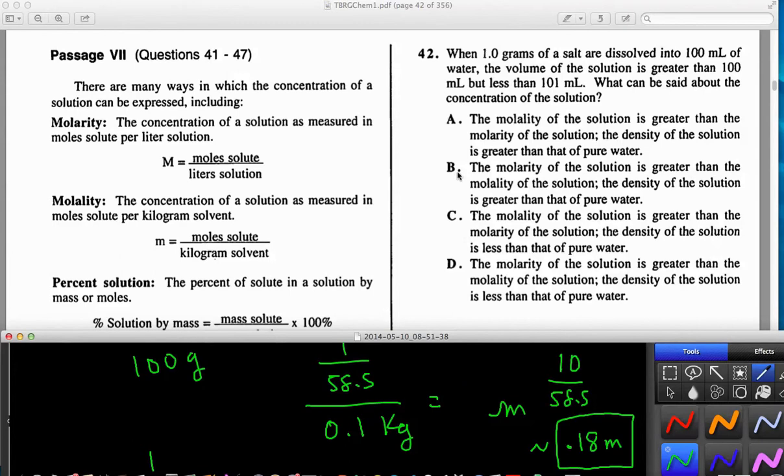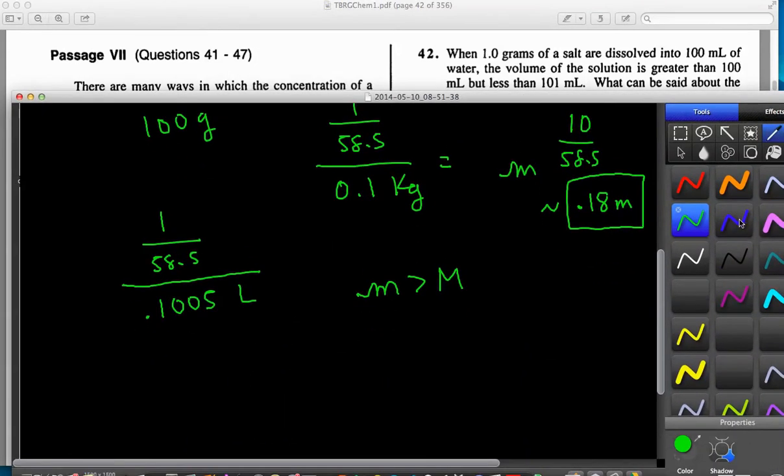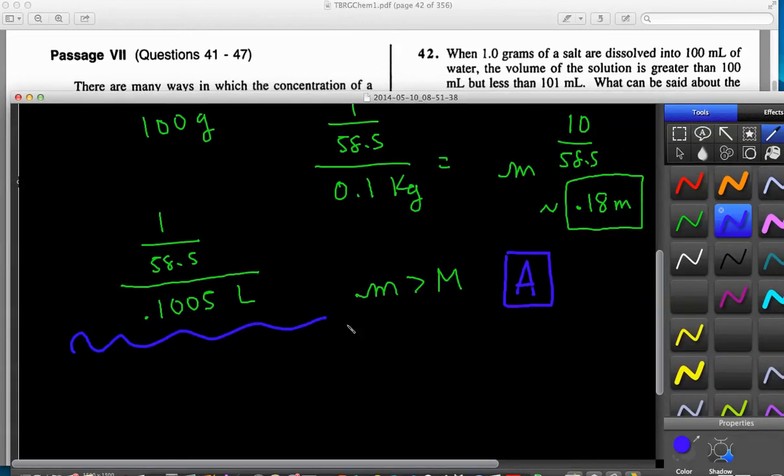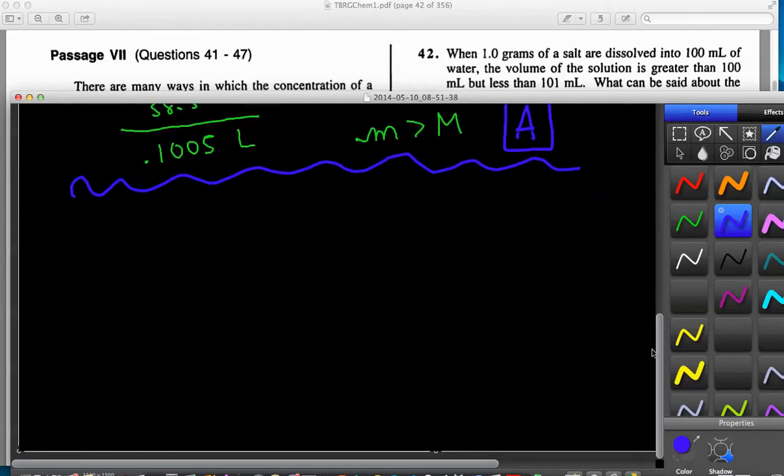So we can eliminate B, we can eliminate D. And C is not true. The density of the solution isn't less than that of pure water, it's more. So I would go with A. And what do our magical people tell us the answer is? They'll tell us it's A. Good. About time they came around. All right. Number 43.